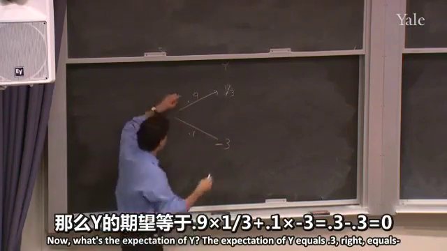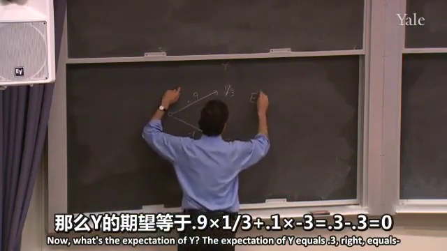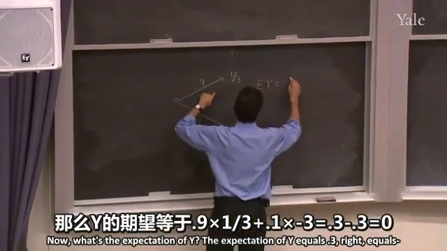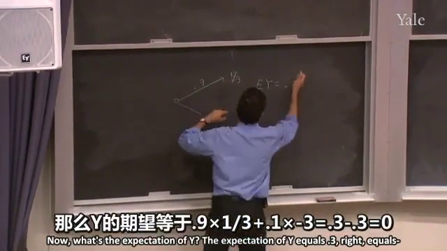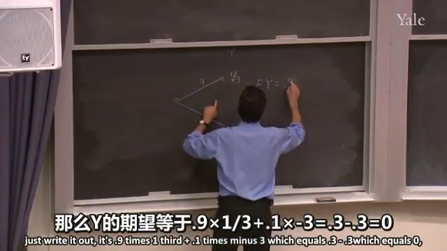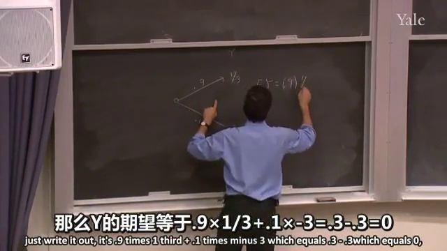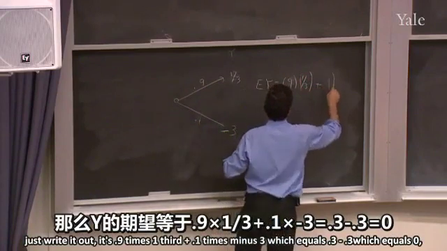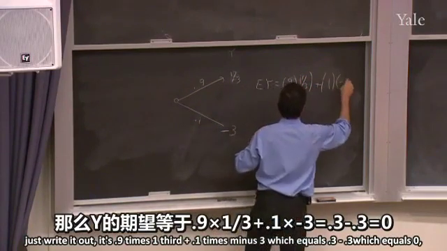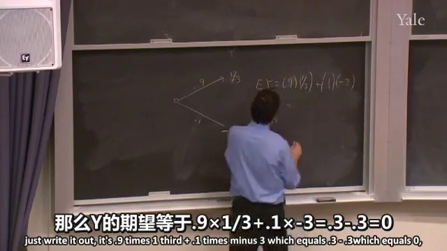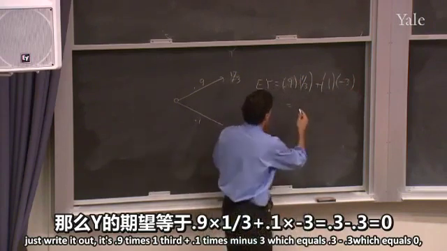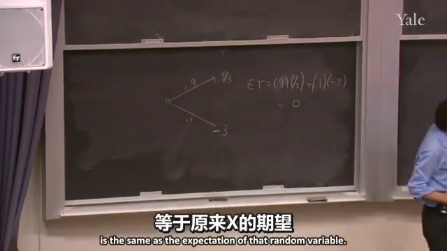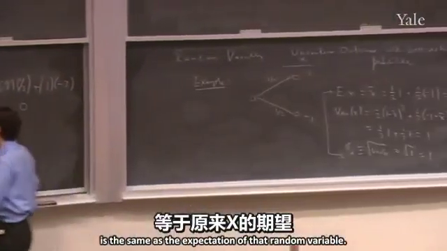OK, now what's the expectation of y? The expectation of y equals 0.3. Right, let's just write it out: it is 0.9 times a third plus 0.1 times minus 3, which equals 0.3 minus 0.3, which equals 0. So the expectation of this random variable is the same as the expectation of that random variable.